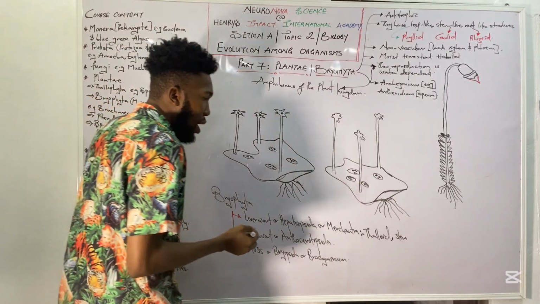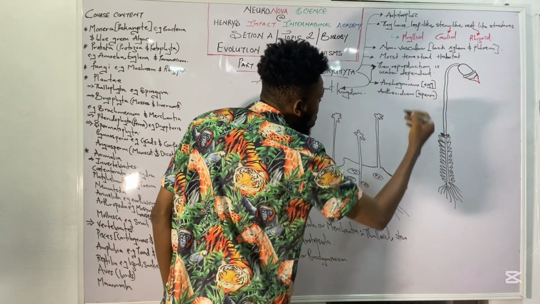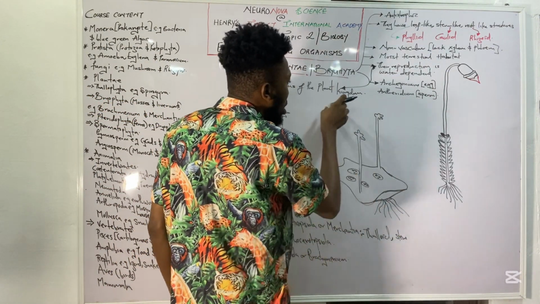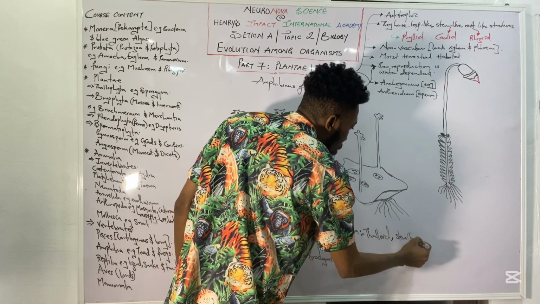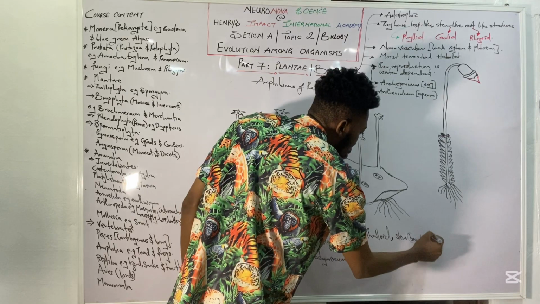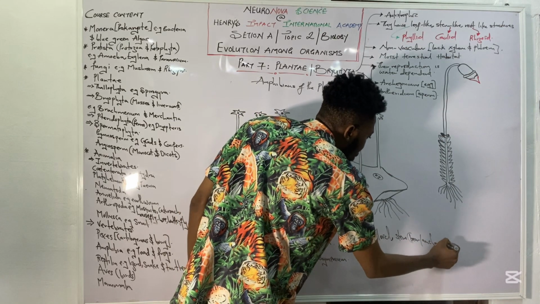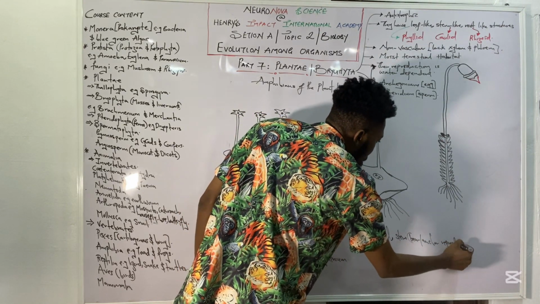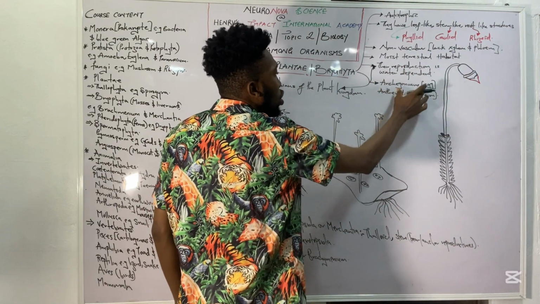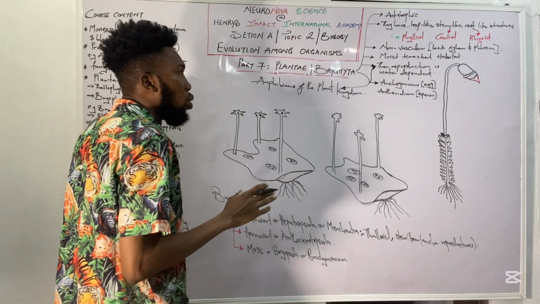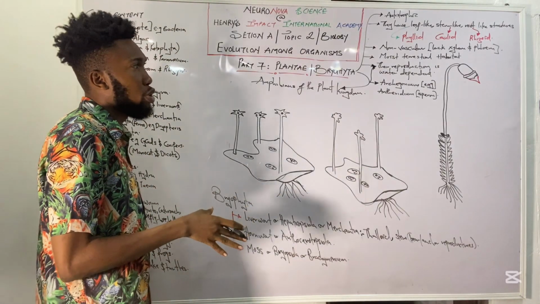So good. So you have the stem. The stem or the caulid will now be the one to bear or hold, or anchor, the reproductives. So these ones here, archegonium and antheridium, they are usually for sexual reproduction.